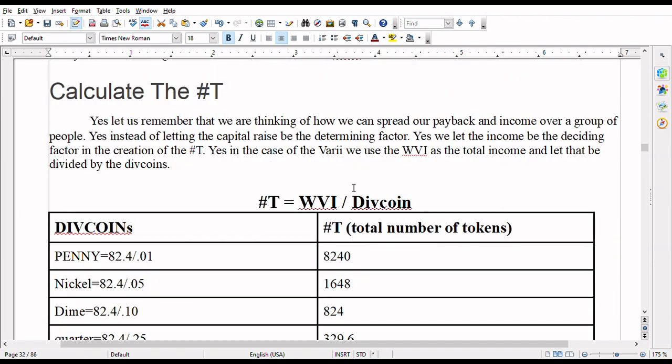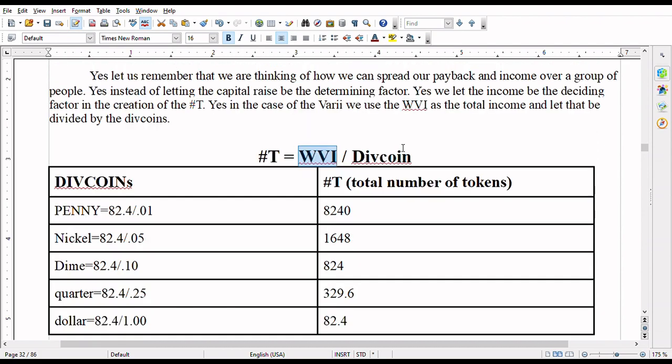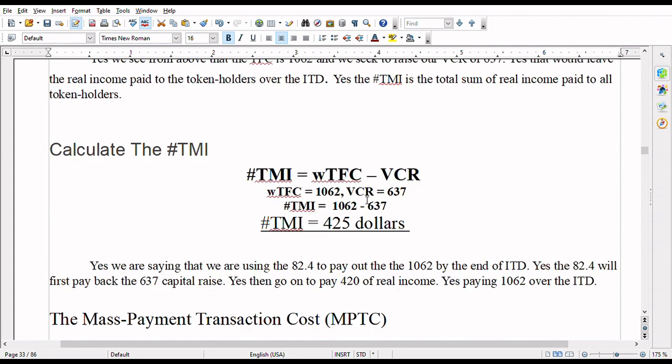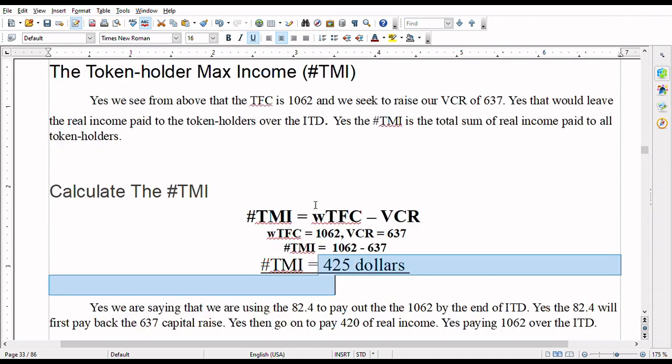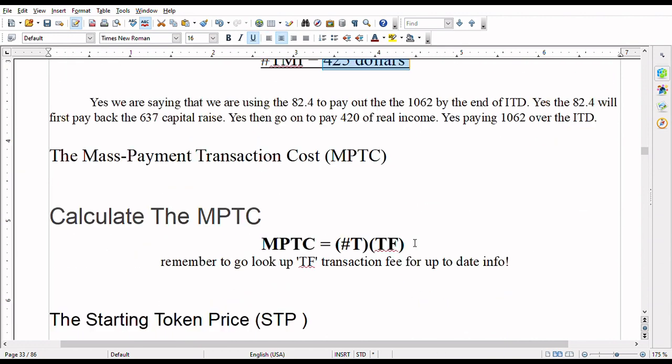And that brings us to the total number of tokens, and we shine the light that we use the WVI divided by the div coin for our total number of token holders. It is hashtag T is equal to the WVI divided by the div coin. And that gives us a look at what the token holders will be splitting up, which is the hashtag TMI, the token holder max income. And we see, in this example, it's 425.